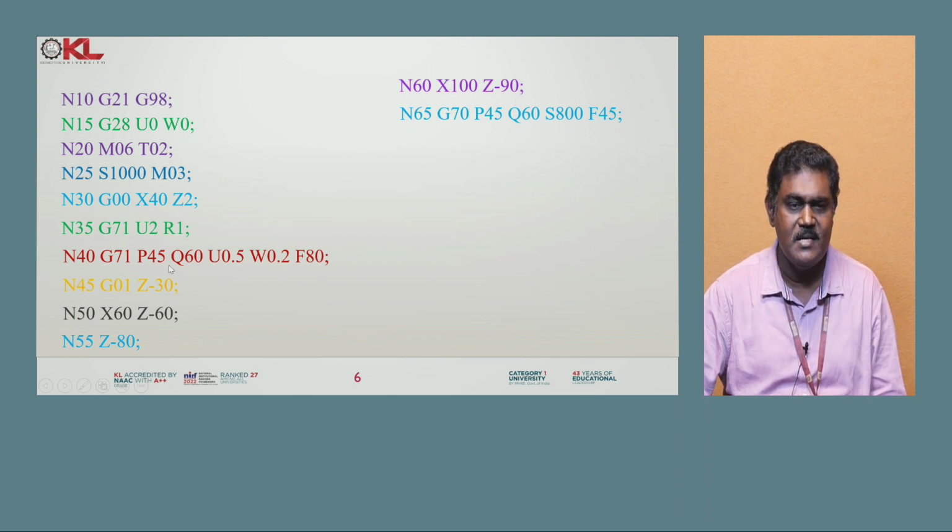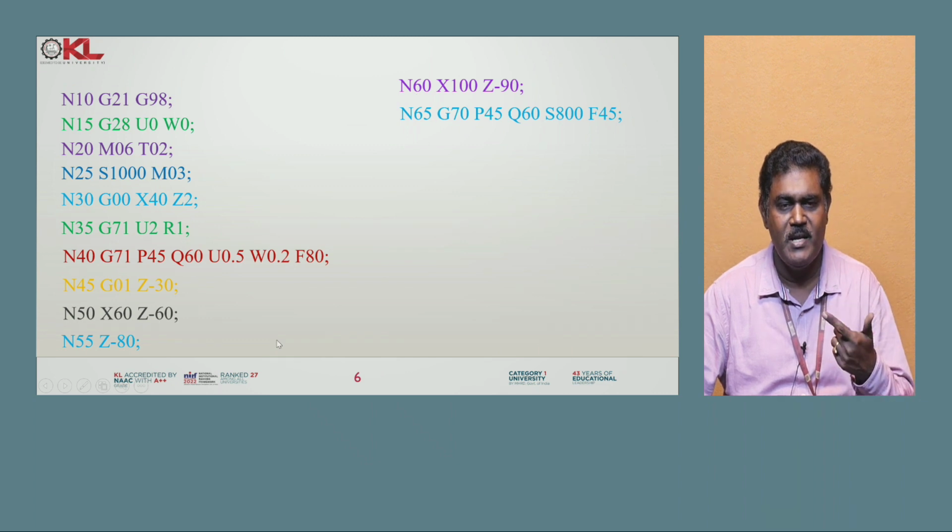Now, you can see that starting block number is 45 and finishing block number is 60. So, between 45 and 60 the turning takes place multiple times. Once completed, all the material is removed except the finishing allowance material, then come to the finishing cycle.